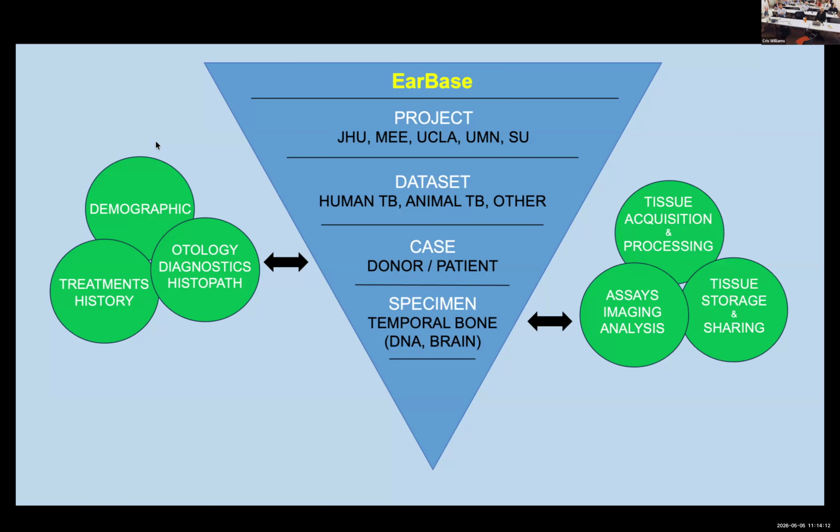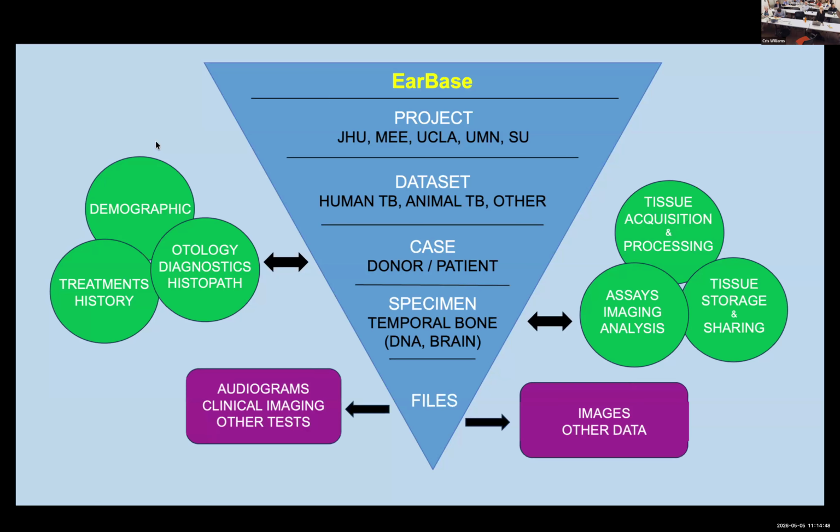A 4th level is what we consider to be the specimen or biospecimen level. Primarily right now, that's the temporal bone. This level contains details about how the tissue was acquired, how it was processed, how it was stored, records of tissue usage, and what assays have been done so far. Also part of that is the capability to track tissue usage to support collaborations and sharing. As I said, a great number of tissue sections are still available for other types of assays.